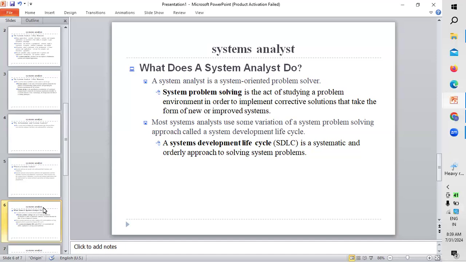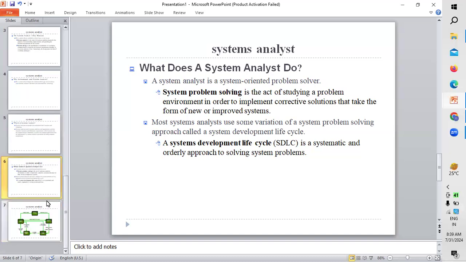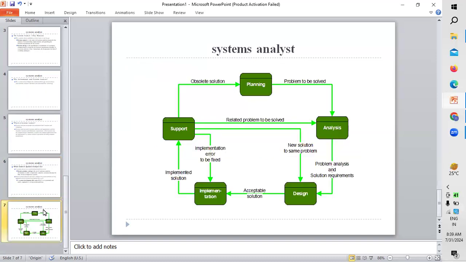At the same time, systems analysts should have a complete understanding of the system development life cycle, which is also called the software development life cycle. In short, the system development life cycle has different phases, like the planning phase, where we try to understand the kind of problem we have identified. From there, we move towards analysis, where we analyze the problem and solution requirements. From there, we need to design.